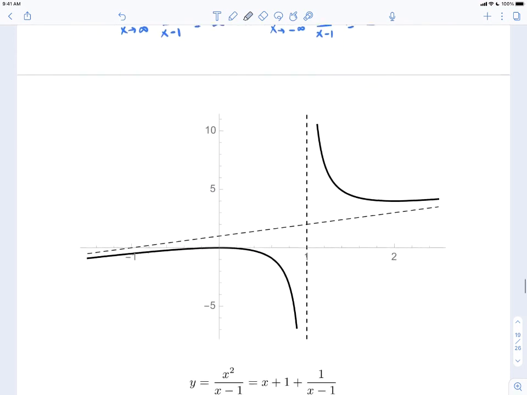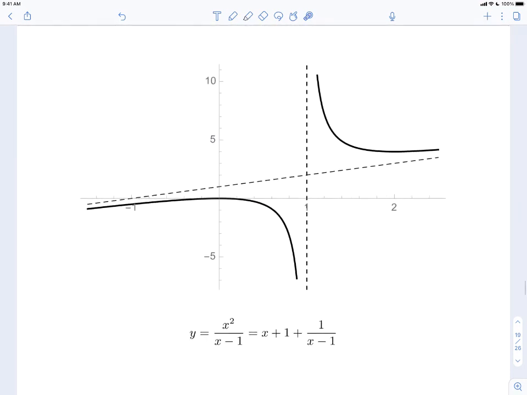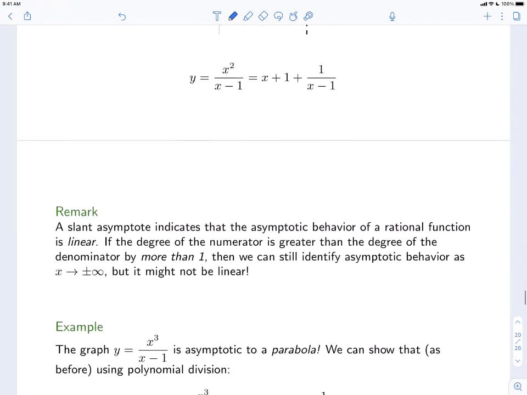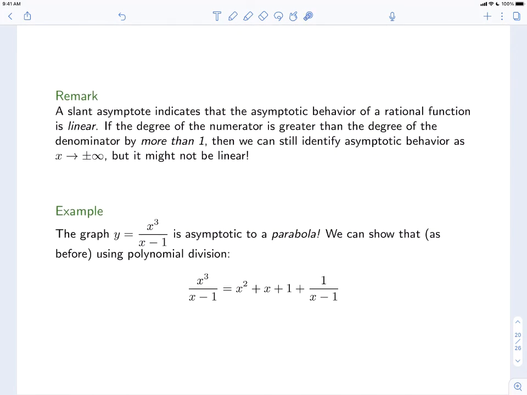In fact, if you look at our graph again, this line right here is y equals x plus 1, and that's our slant or oblique asymptote. A slant or oblique asymptote indicates that the asymptotic behavior of a rational function is linear. This happens when the degree of the numerator is exactly 1 greater than the degree of the denominator.